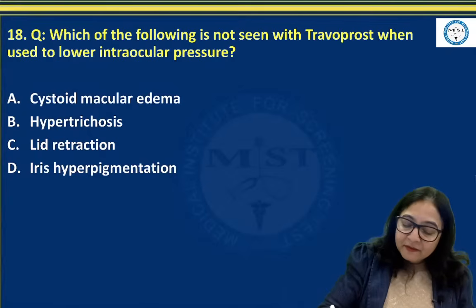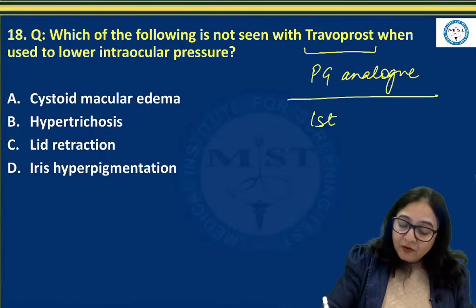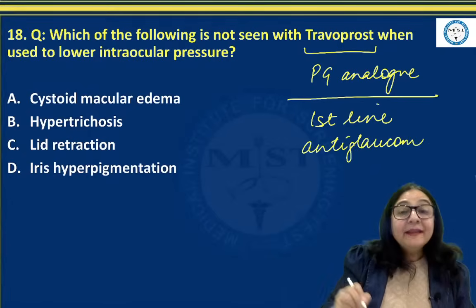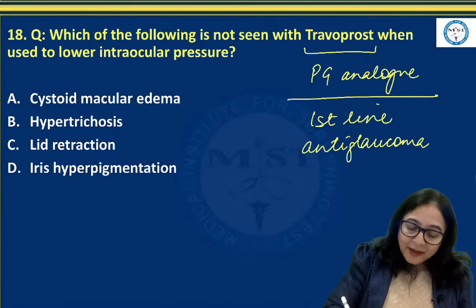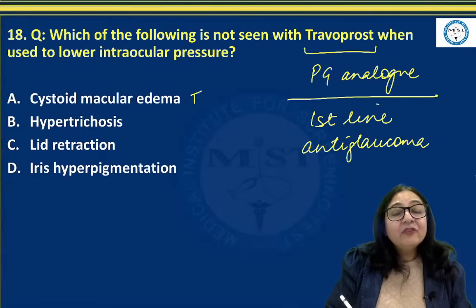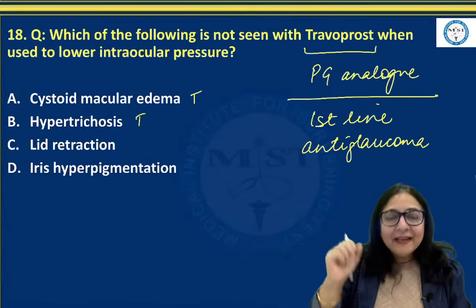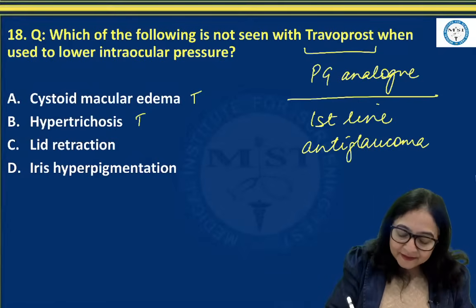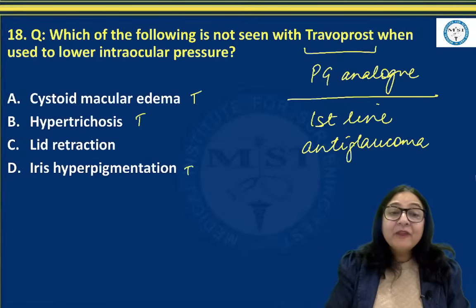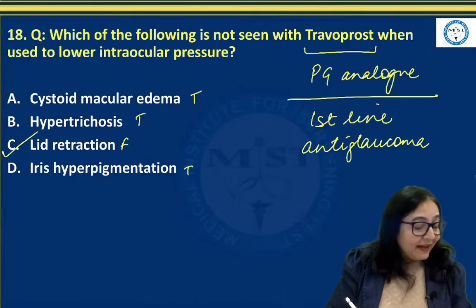Travoprost is a prostaglandin analog drug, which is used as a first line drug in the treatment of glaucoma when you want to start a patient on anti-glaucoma drug. Cystoid macular edema is a side effect and rather a contraindication for use of travoprost. Hypertrichosis, that is increase in the number and length of the eyelashes, is seen with travoprost. Iris hyperpigmentation is seen with travoprost, but lid retraction is not a side effect of prostaglandin analogs.